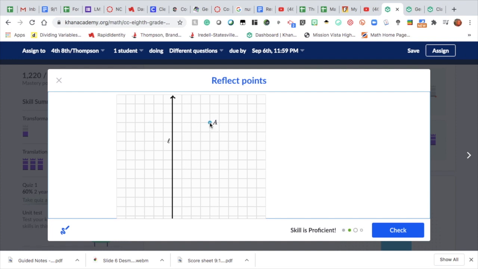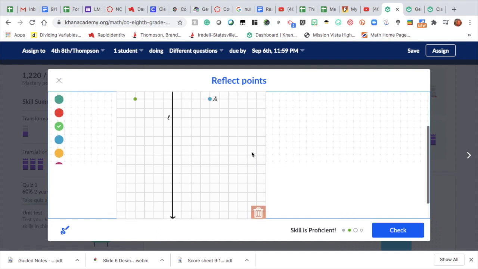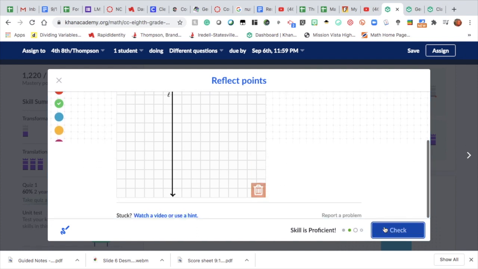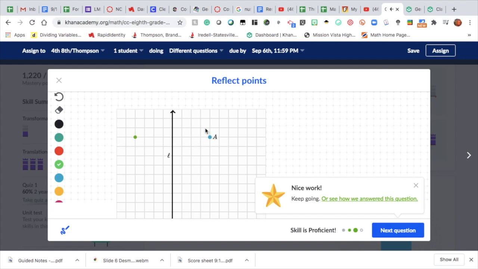So we're going to look, and you do have a little function here that you can use to write and use it to count. So you can do 1, 2, 3, 4. We're 4 away from that line, so we have to be 4 on the other side. 1, 2, 3, 4, and let it go. That is where our dot is. So then when we check it, we know we're correct. So that is reflecting across the line.